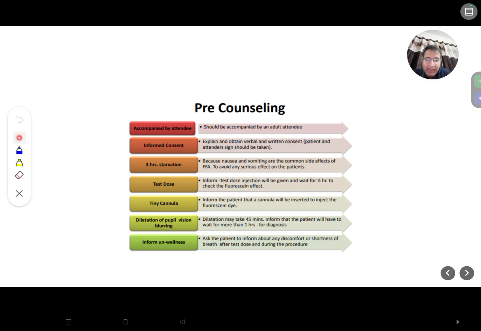We have to put a tiny cannula. After putting the cannula, we have to see the dilatation of the pupil, and we have to make the patient know that they will have to wait for more than 1 hour for the diagnostic procedure to finish. We should also tell the patient that if they feel any discomfort or shortness of breath after the test dose, they have to tell us.